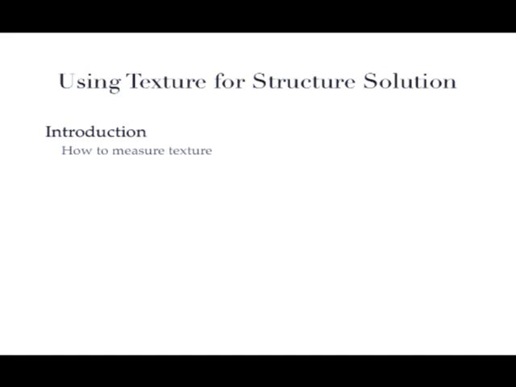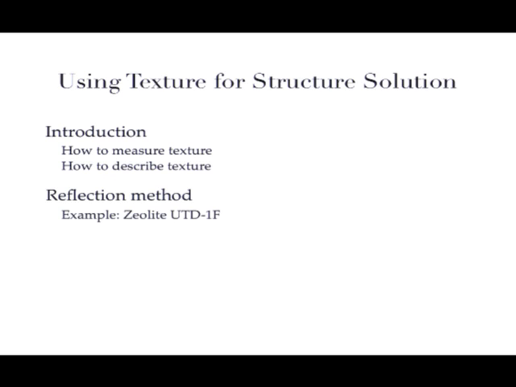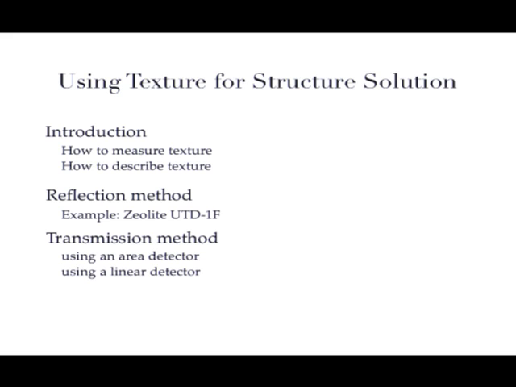So in my introduction, I'm going to talk about how we do measure the texture, how we describe it. This is a bit of a repetition of what Bob said. Then I talk about the reflection method. You can measure it in reflection, and I have an example where we employed that. And then you can, of course, measure it also in transmission using an area detector or a linear detector. So there are other possibilities to use the texture, and then I conclude.